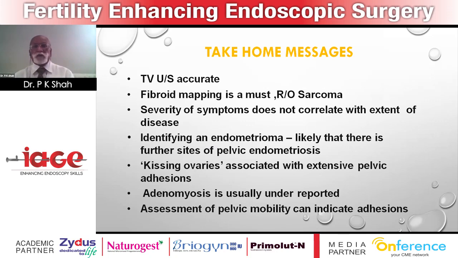If you identify an endometrioma, it is likely that there are further signs of pelvic endometriosis. Unless you have ovarian endometrioma, it is less likely that you will have extra-ovarian endometriosis. Kissing ovaries are associated with extensive pelvic adhesions. Adenomyosis is usually underreported, and assessment of pelvic mobility can indicate adhesions.